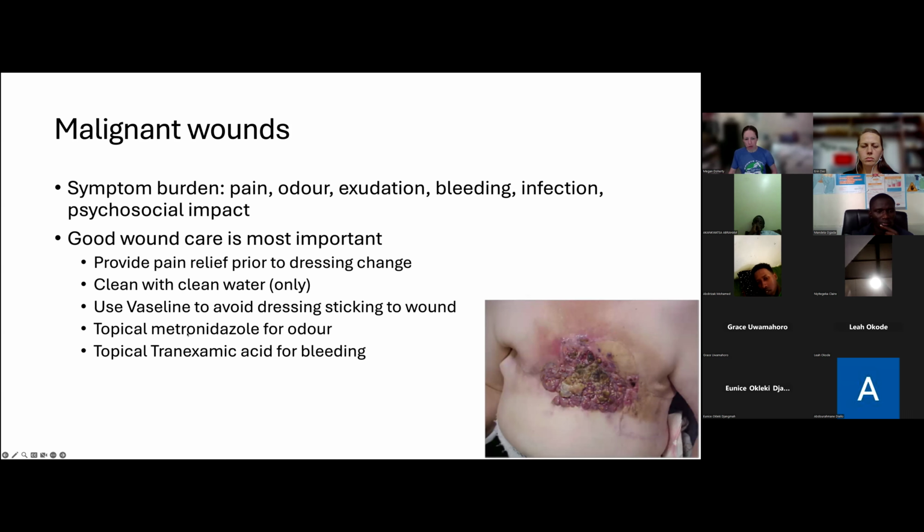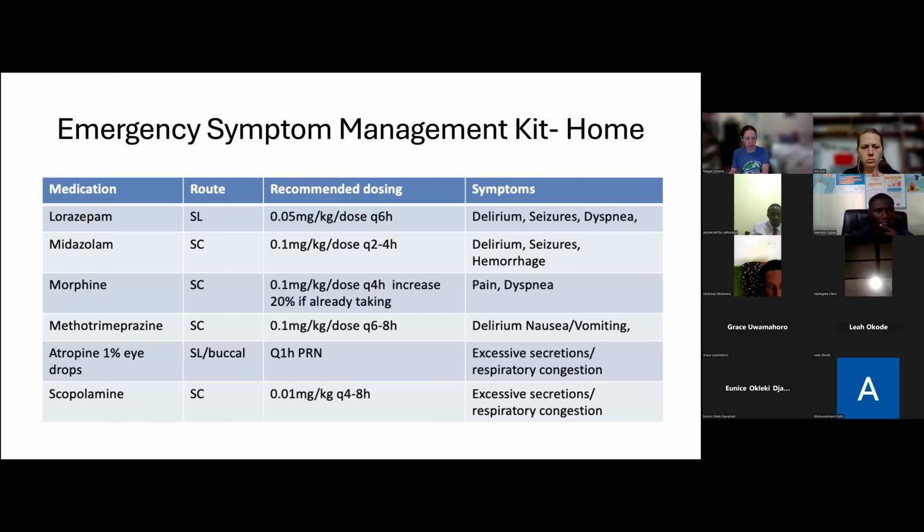We use topical crushed metronidazole tablets if the wound is very odorous. So you put that on the wound and it kills the bacteria on the skin that are causing the odor. And we can use topical crushed tranexamic acid tablets for bleeding as well, or you can apply epinephrine or adrenaline vials, the injectable liquid. You can open the vials and apply that topically as well. Again, that causes vasoconstriction and reduces bleeding. So this is just one slide to give you the basics on wounds, but of course it's a much bigger topic.